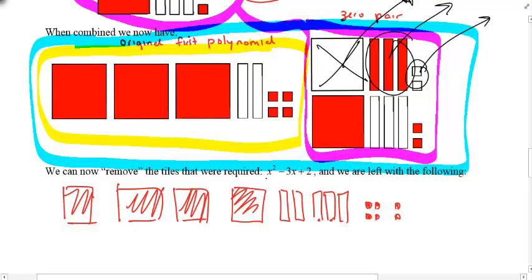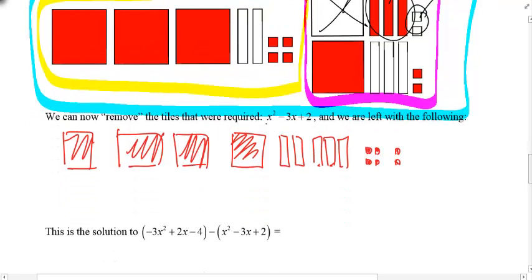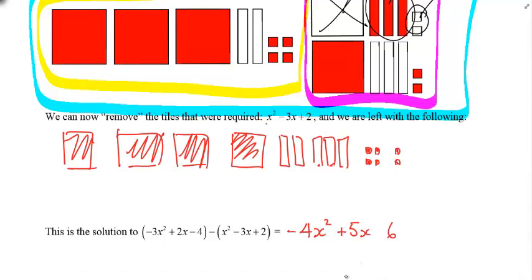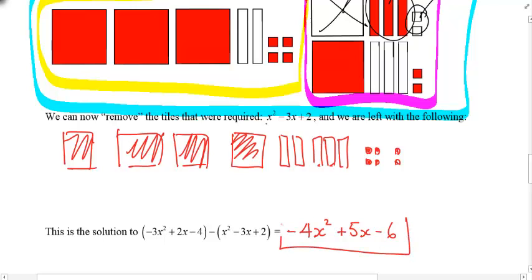So what is my algebraic way of describing this set of algebra tiles? I've got 1, 2, 3, 4 x squareds, but they're dark, so it's negative. I've got 1, 2, 3, 4, 5 rods, they're white, so they're positive. And 1, 2, 3, 4, 5, 6 negatives. There you go. And that, dear friends, is your answer. Okay?